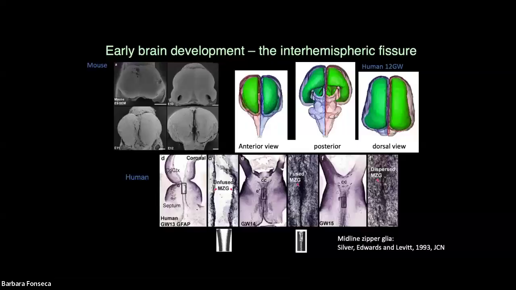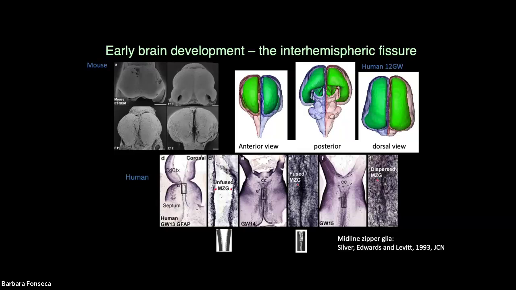Okay, so you can see this is a 12-week gestation, an image from a 12-week gestation fetal brain. And you can see the interhemispheric fissure here. This is looking front on, anterior view, a posterior view, and looking down on top of the brain here.